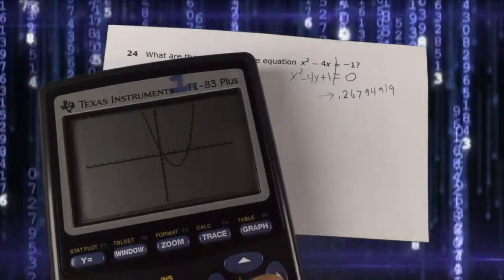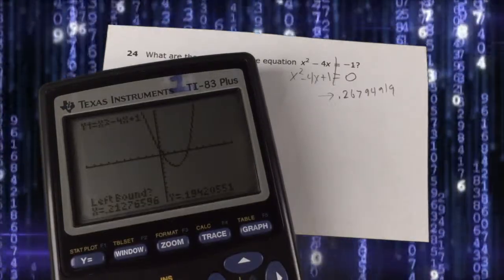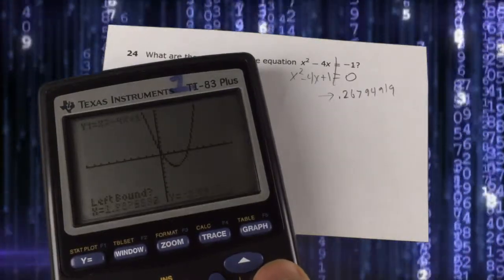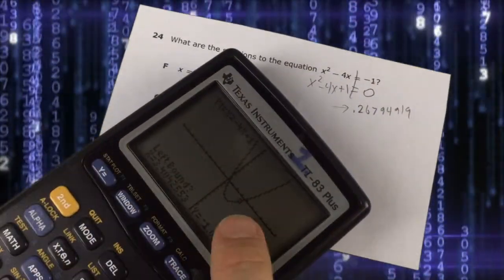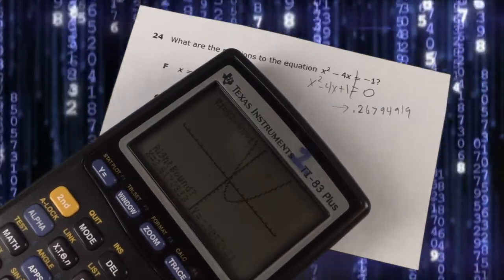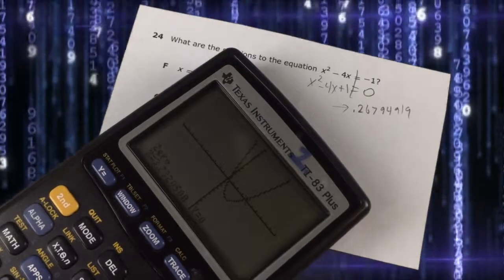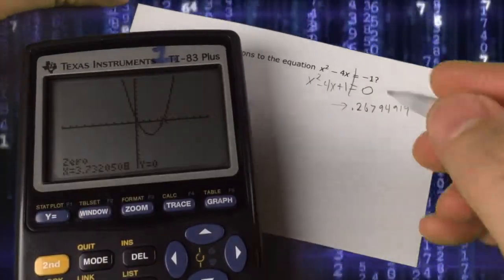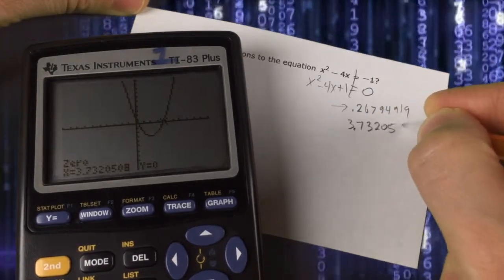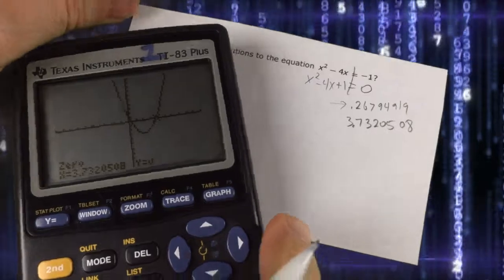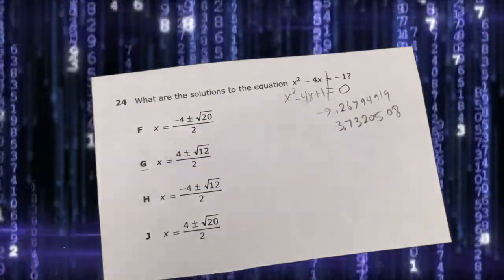I'm going to graph it again. And now I'm going to do second trace and then find the 0 again. But now I'm going to find the other one. So here's my left bound. If you look at it that way, you can see it's left. Push enter. Right arrow over a little bit. There's my right bound. Push enter and push enter again. There's the other solution. It's 3.7320508. Okay? Friendly stuff, right? But never fear, the calculator did all the heavy lifting for us.